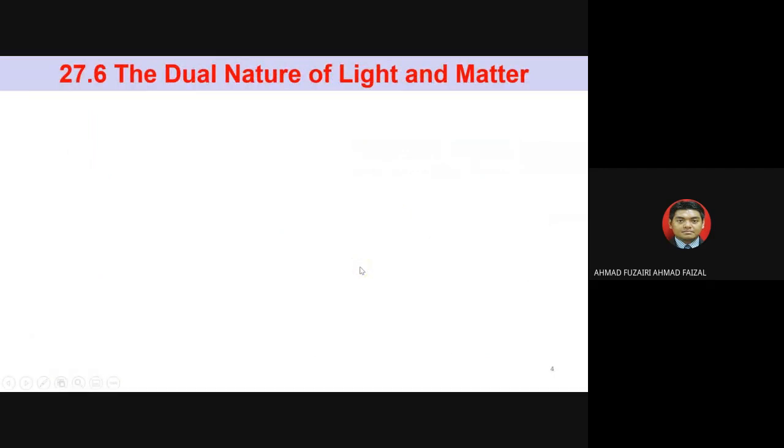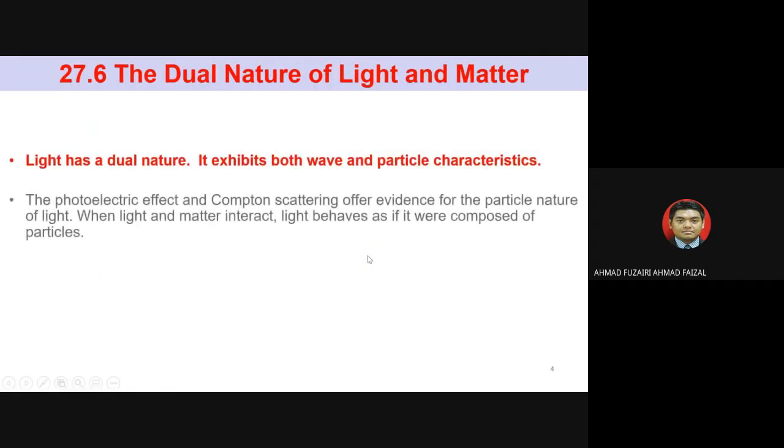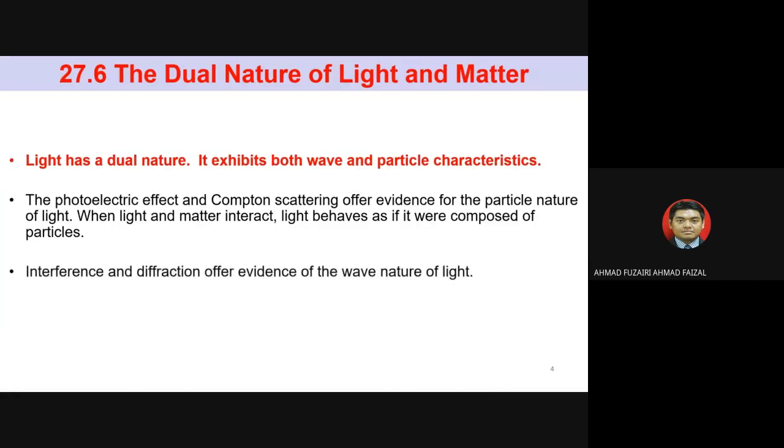Now we go to the second topic, the dual nature of light and matter. Light has a dual nature. It exhibits both wave and particle characteristics. The photoelectric effect that you have learned before and Compton scattering offer evidence for the particle nature of light. When light and matter interact, light behaves as if it were composed of particles. Interference and diffraction offer evidence of the wave nature of light.